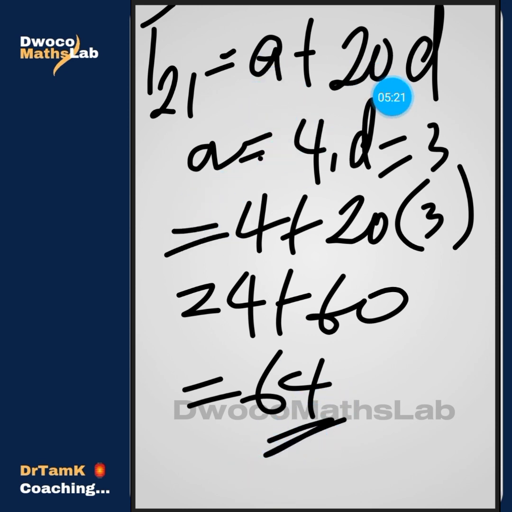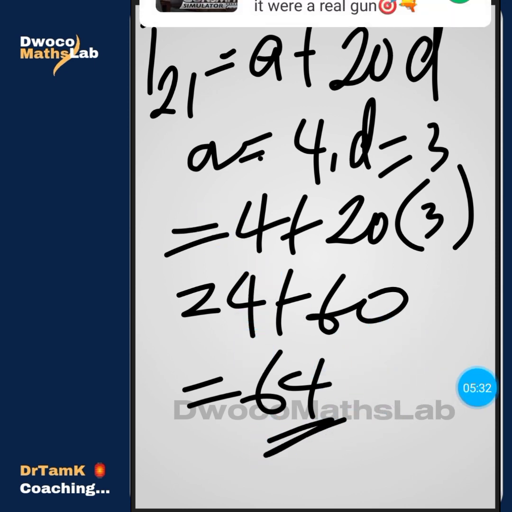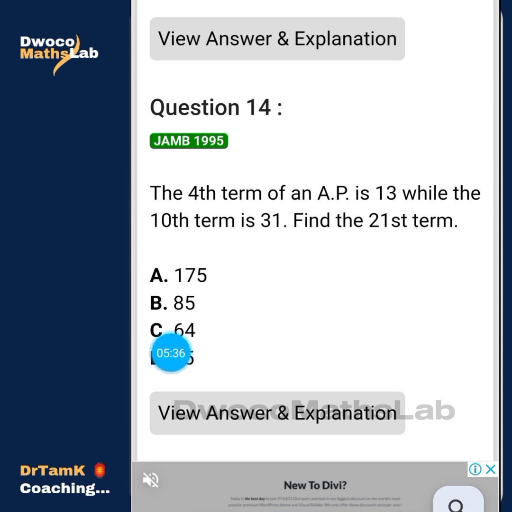Okay, do you understand that? Your A is 4, your D is what? 3. Insert them into this equation. That becomes what? 4 plus 20 times 3. 20 times 3 will give us 60, exactly. And then 60 plus 4 gives us 64. So what is our right answer? Our right answer will be what? 64, which is Option C. That is the right answer in this question.